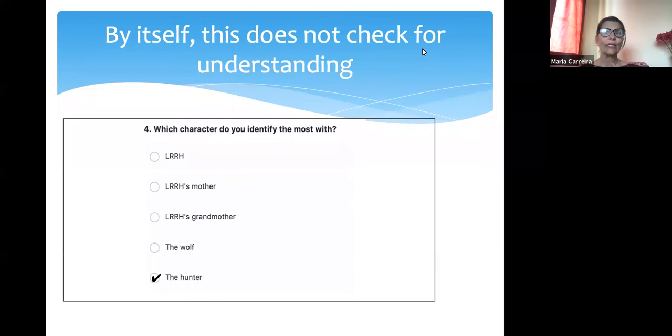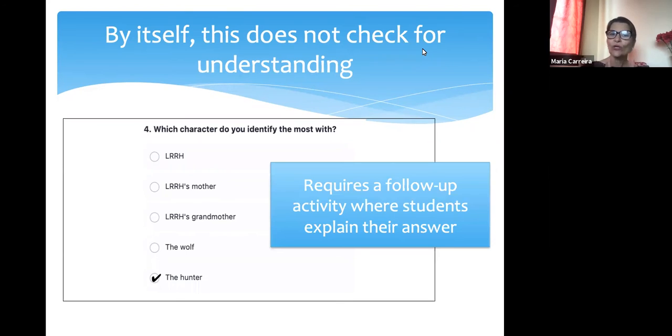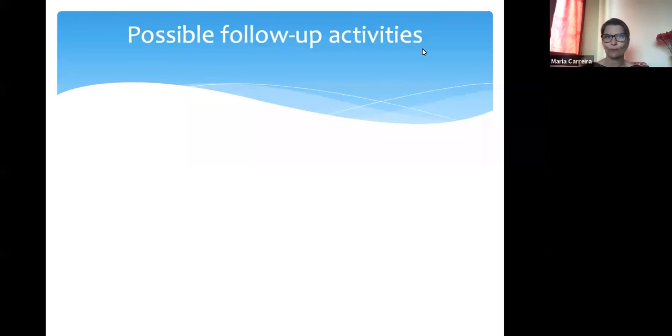And I might do it thinking that because a hunter like me likes opera. Obviously, that doesn't show any understanding on my part, since the story does not give us any information of that nature. So in order to check for understanding with a question like this, which has no right or wrong answer, I have to follow up with an activity that engages students in explaining their answer.